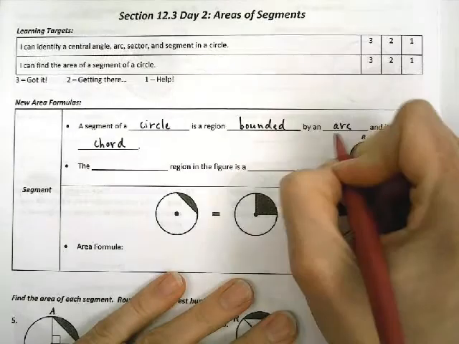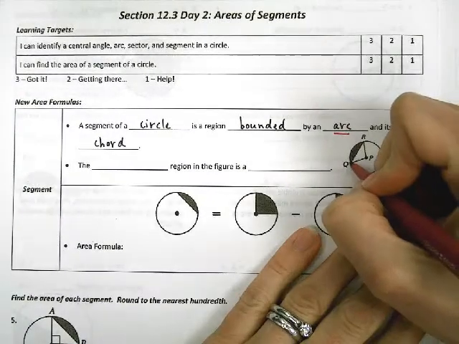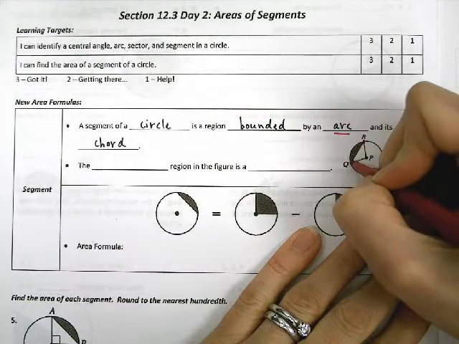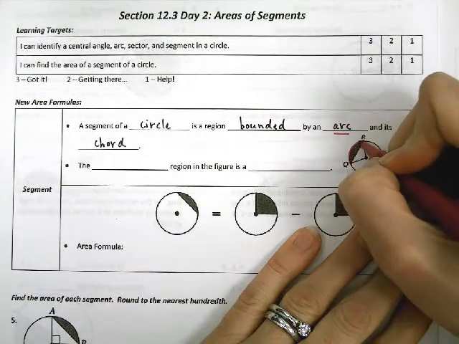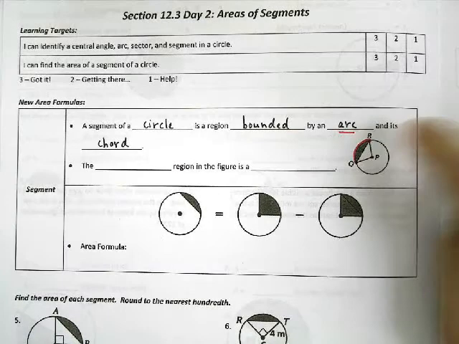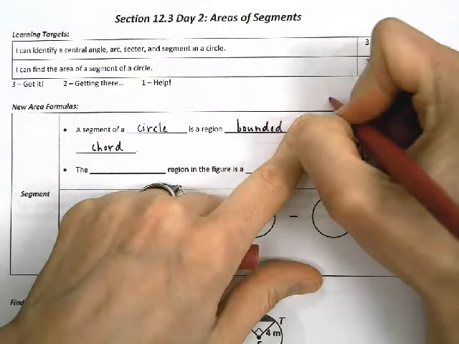So remember, arc, we said, was the piece of a circle that's in between two endpoints. So here we're talking about R and Q, and the arc is that piece along the circle that's in between those two endpoints. So that's the arc. The arc was the part of the circle, and so I'm going to make that note again here.